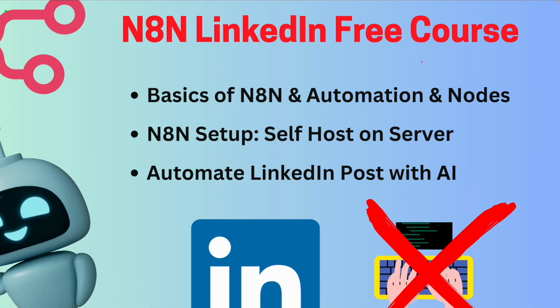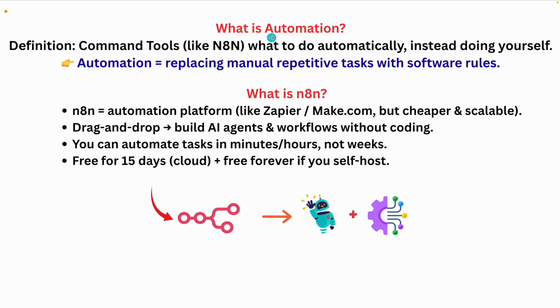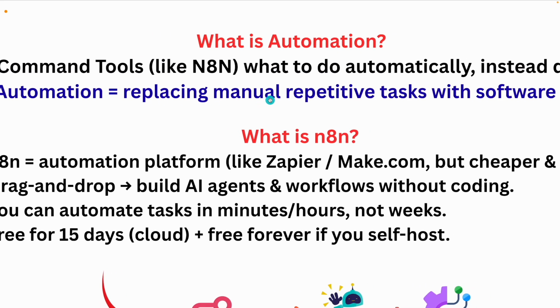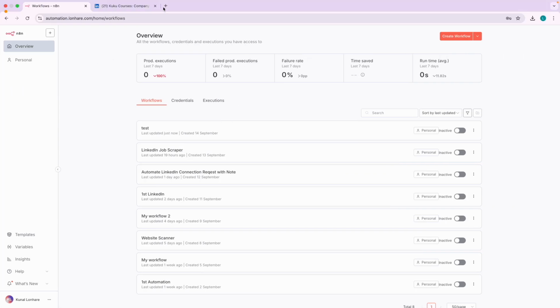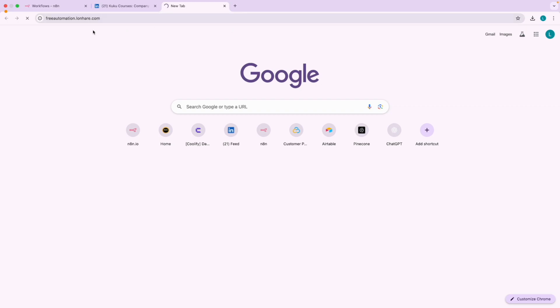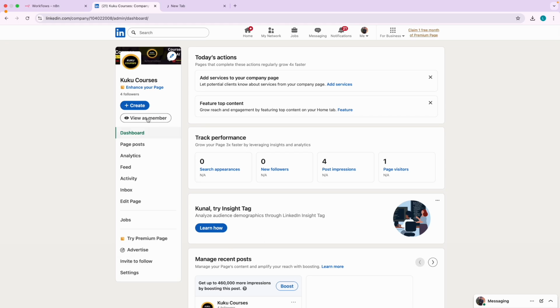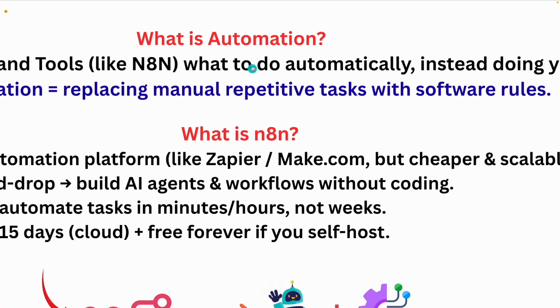So let's go ahead and talk about the basics. When we talk about automation, what is it? It basically helps you replace manual repetitive tasks. Whenever we want to do some manual task again and again, let's say every day you come to LinkedIn, click on create post, and manually search for an image and upload it, this takes lots of time. So what we can do is automate the same tasks with N8N, or automation.